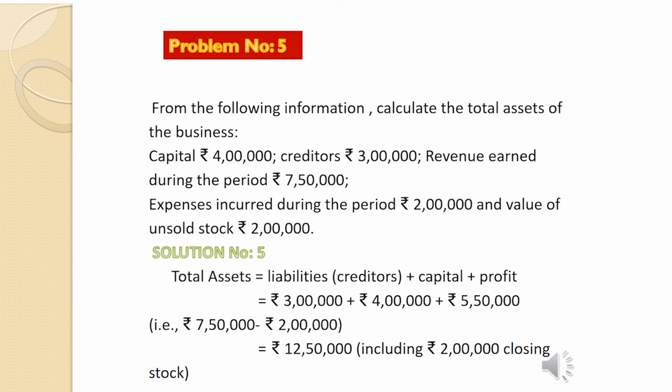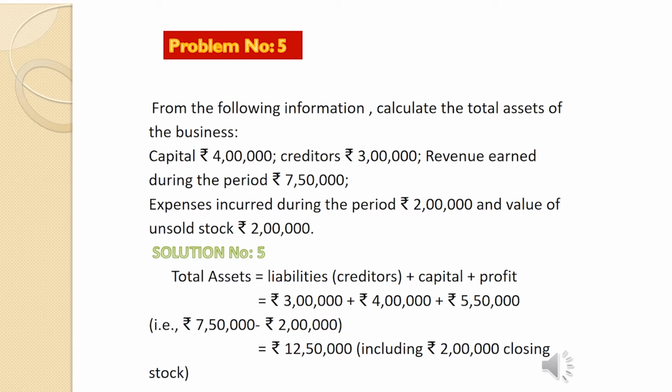Now we have to find out the total assets. Here capital was given, liabilities was given, revenue and expenses was given. Okay, value of unsold stock was given. So find out the total assets of the business. So what is the formula applicable here? As usual, assets is equal to liabilities plus capital. If there is any profit, that amount was added to the amount of capital. Here revenue was given and expenses was given here.